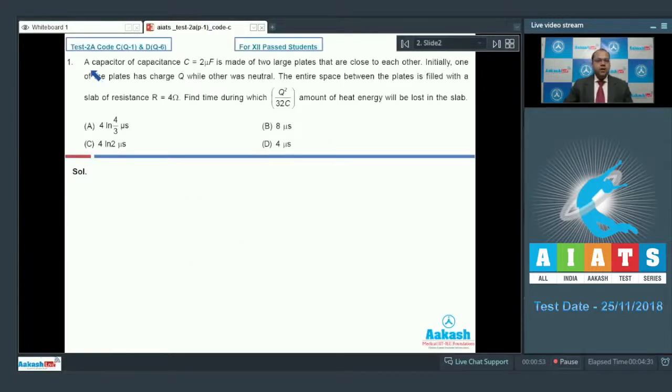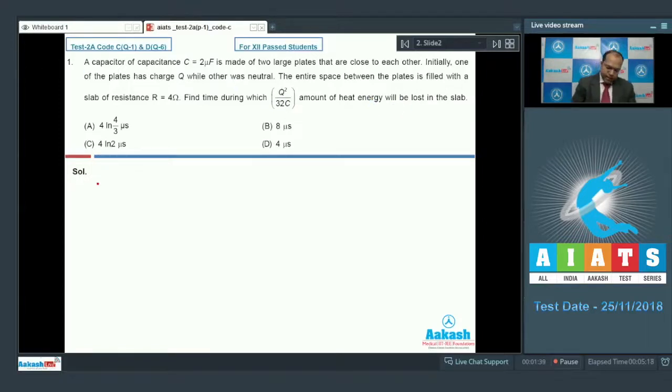Let's move to question number 1. In question number 1, a capacitor of capacitance C equal to 2 microfarad is made of two large plates that are close to each other. Initially one of the plates has a charge Q while the other was neutral. The entire space between the plates is filled with a slab of resistance 4 ohm. Find the time during which Q square by 32C amount of heat energy will be lost in this slab.